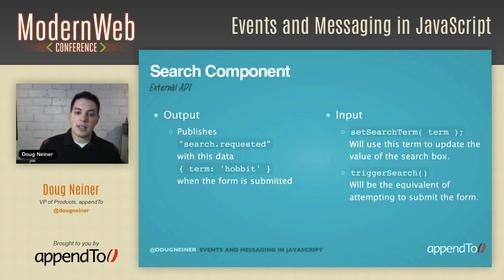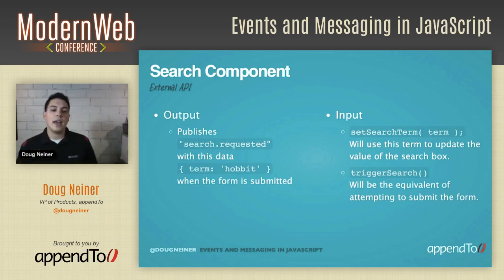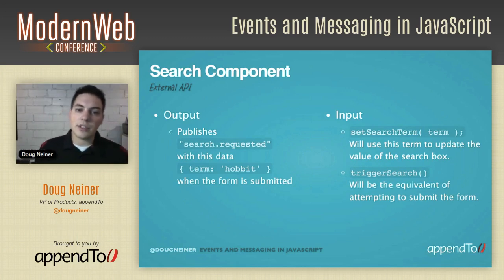The input is going to take two methods. One is set search term. That will set what should show up in that box, but it won't trigger anything. And then trigger search. This allows us to programmatically cause the search to happen without filling in the input and clicking the button. Right now we're using methods through an API. It's a lot cleaner and doesn't require the rest of our app to understand how the internals of this component are running.